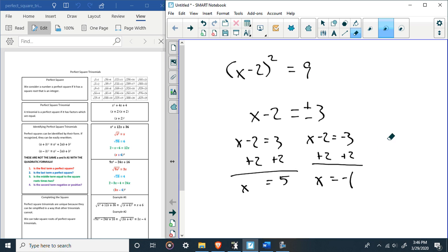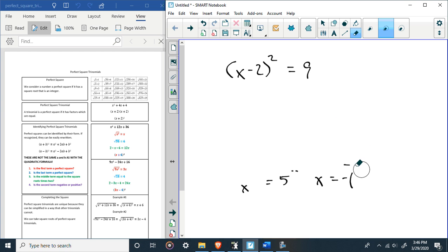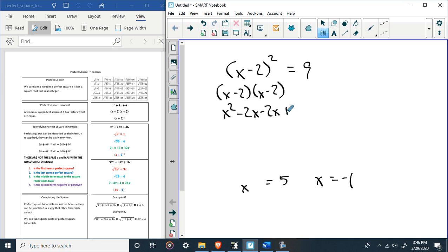Well, what if I went ahead and wrote this all the way out? You guys know how to multiply things by themselves. x minus 2 times x minus 2, right? We're going to go first, outer, inner, last, and that is equal to 9. So I have x squared minus 4x plus 4 is equal to 9.